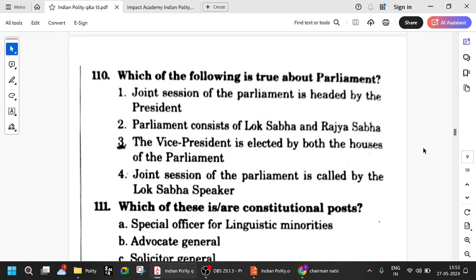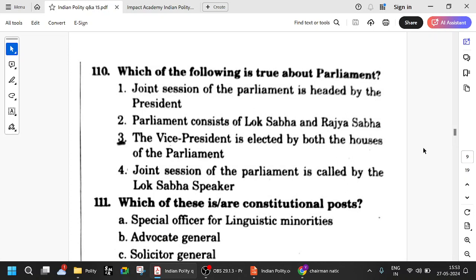Which of the following is true about Parliament? Joint session of the Parliament is headed by the President, which is wrong. It is never headed by the President, it is headed by the Speaker. Parliament consists of Lok Sabha, Rajya Sabha, and the President. Joint session is called by the President and presided by the Speaker. The Vice President is elected by both the houses of the Parliament. This is the only thing that is true. All others are wrong. Try to remember why also.